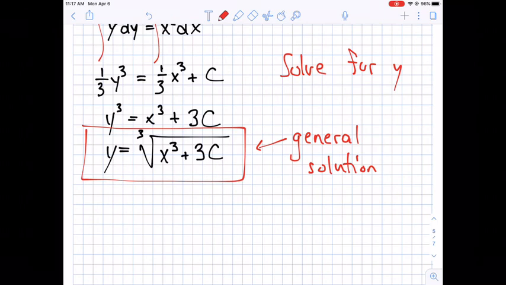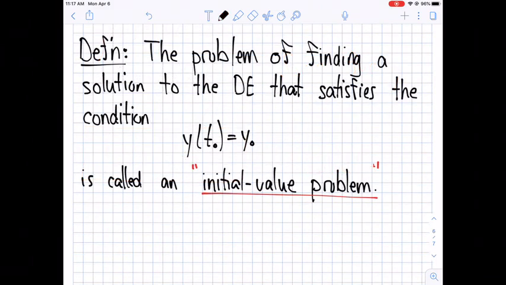Let's take a look at one more definition, and then we'll come back and take another look at this example. Okay, so we saw this before actually in the first question that we did. If you're looking at the problem of finding a solution to the differential equation satisfying this condition, y of t0 is equal to y0, this is called an initial value problem. Now, this way of representing it I find actually a little bit unnecessarily complicated. This is the same as what we saw before.